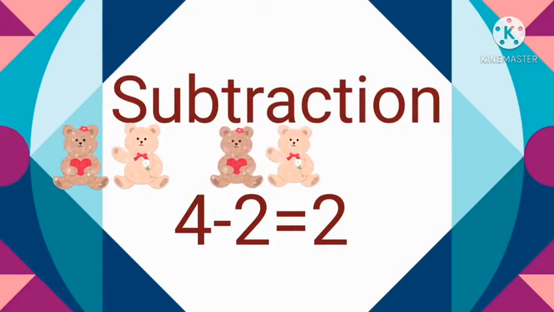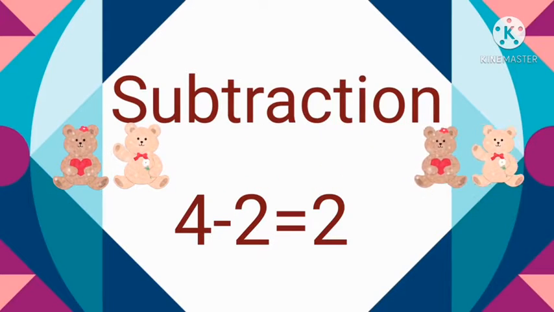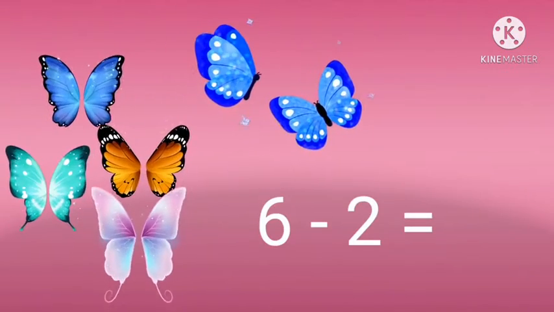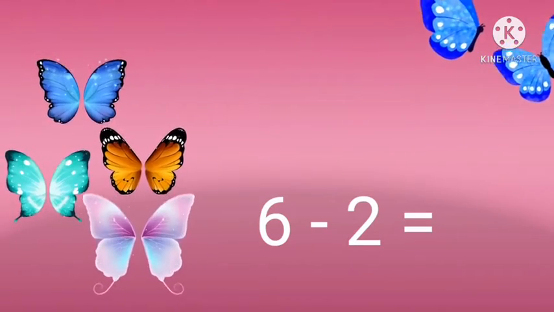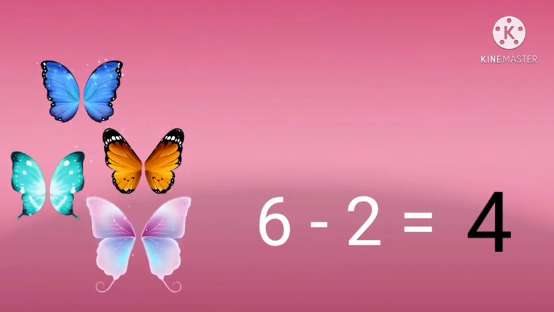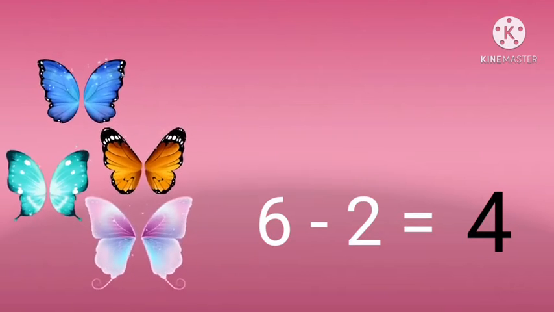Children, when you take away objects from a group or collection and count how many are left, that is called subtraction. See, 6 butterflies are here and 2 flew away. How many are left? 4. Yes, 4 butterflies are left.